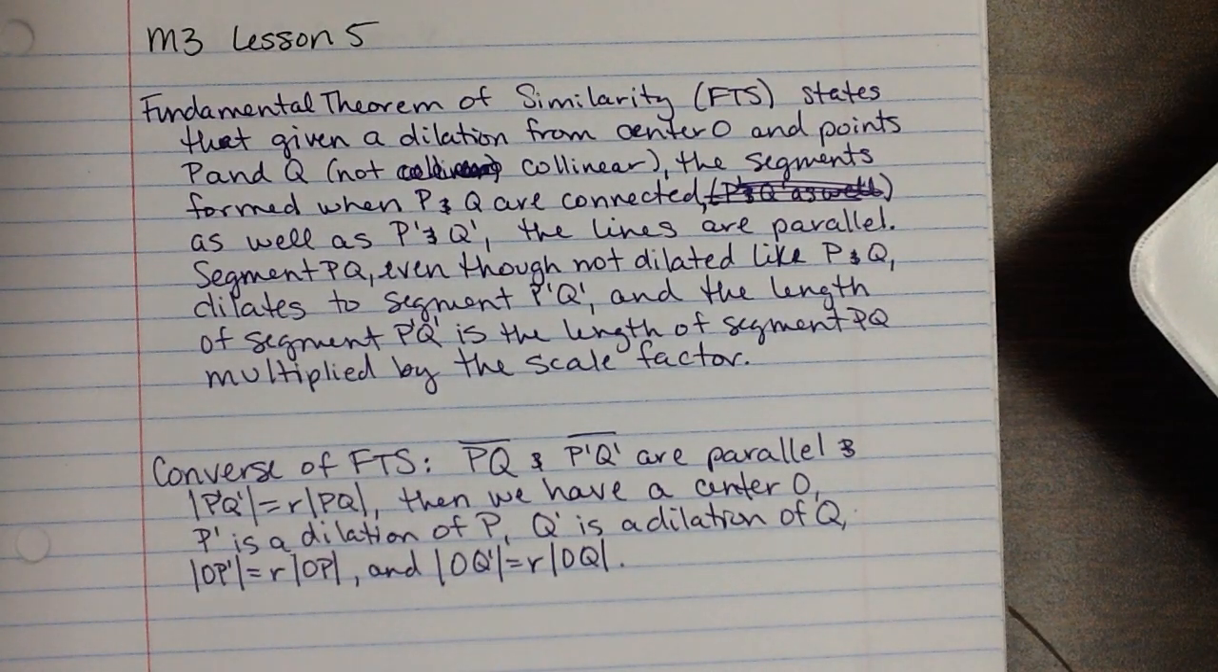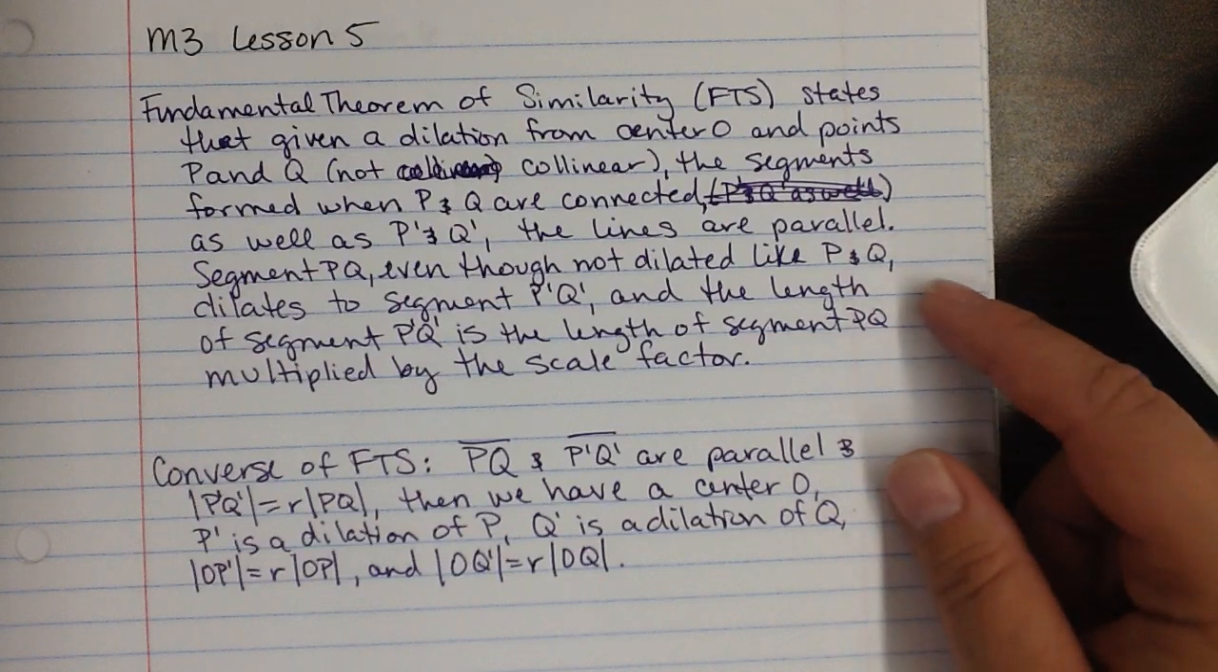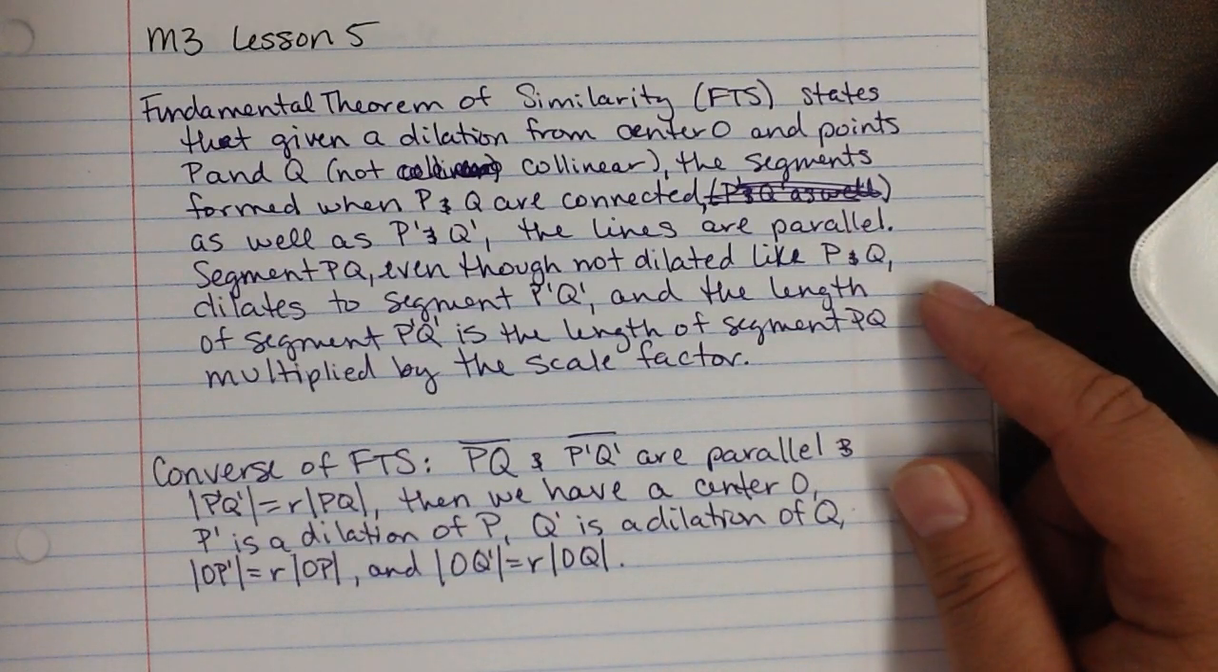Alright, so in Module 3, Lesson 5, we're going to be talking about the fundamental theorem of similarity again. I want to start off by restating the fundamental theorem of similarity, and looking at the converse of it. So here we go. I would maybe write this down, put it to memory somehow.